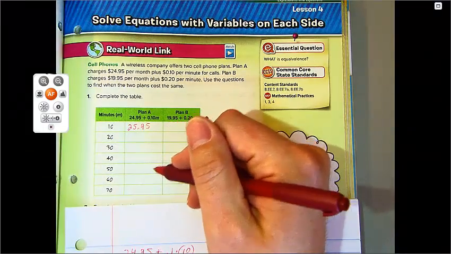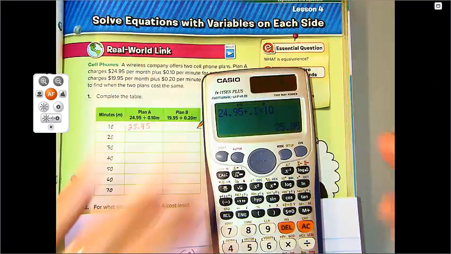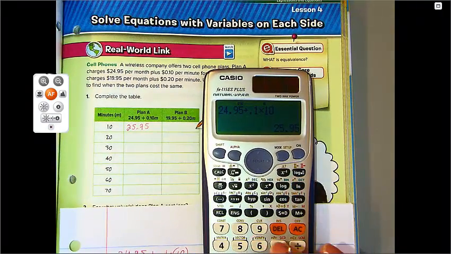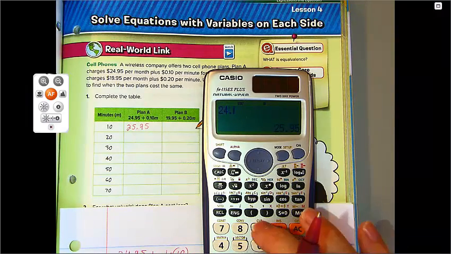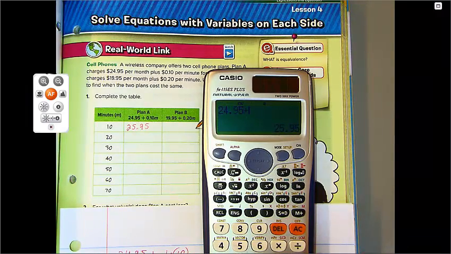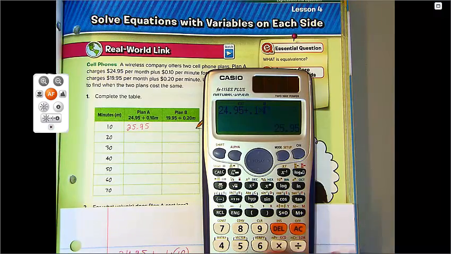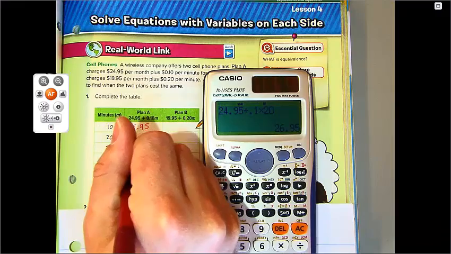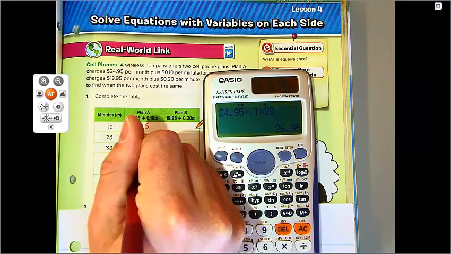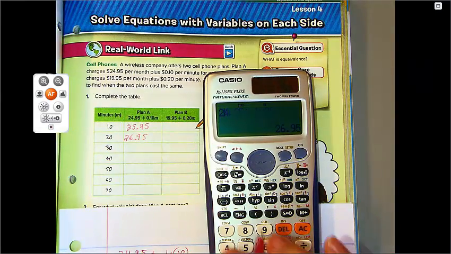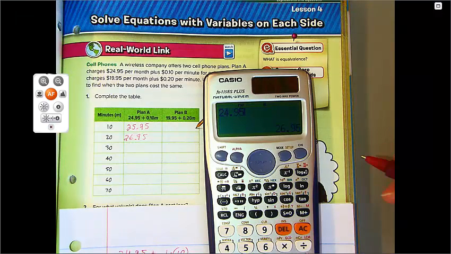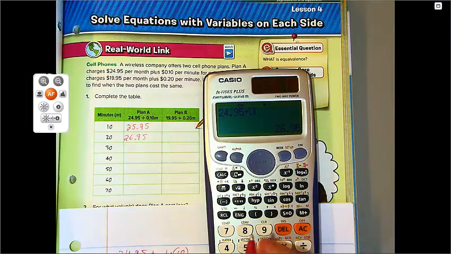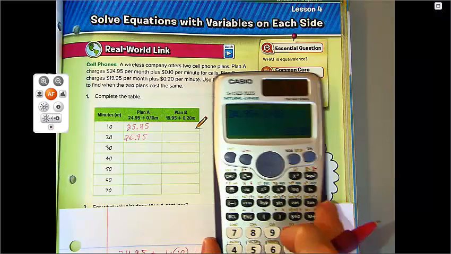I'm going to do all of plan A first. If you want to do that along with me with your calculator, you just take $24.95 plus 0.1 times 20. We discover that one is $26.95. Then I do it for 30 minutes, so I take the 24.95, that's the monthly rate. You have to pay $24.95 just to have the phone, plus 0.1 for the number of minutes times 30 minutes. And there we get $27.95.